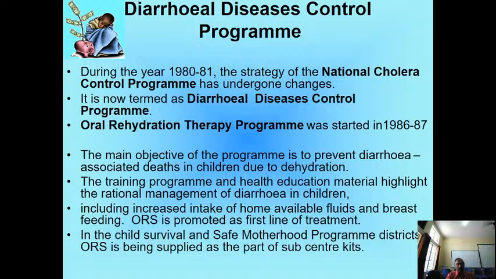So now the government had come up with the Diarrheal Diseases Control Program in 1980-81, and in that it had the National Cholera Control Program strategy. The basic thrust of this program is oral rehydration therapy, and the main objective is to prevent diarrhea-associated deaths in children due to dehydration. There have been a lot of training programs and health education material, and we have tried to spread the message. Main thrust has been towards ORS, how ORS should be made, and how home available fluids and breastfeeding should be continued. In the Child Survival and Safe Motherhood Program districts, ORS is being supplied as a part of the subcenter kits.